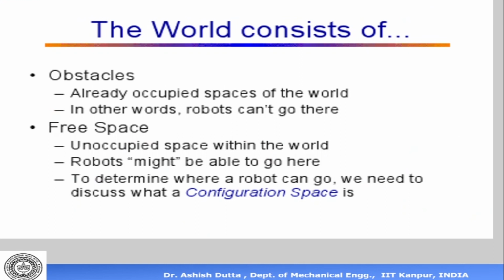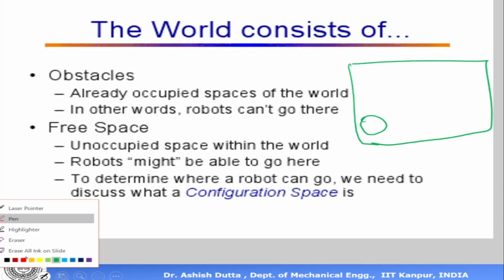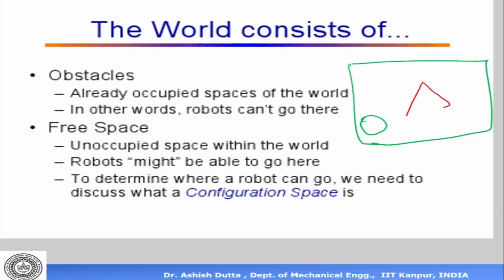Now, in order to do path planning at the simplest level, segregate the world into obstacles and free space. What are obstacles? They are occupied spaces of the world. In other words, the robot cannot go there. It's very simple. So here I have a workspace. I'm just drawing. There's a mobile robot here, and there is an obstacle here. It's a triangle. I want to go from this point to that point.